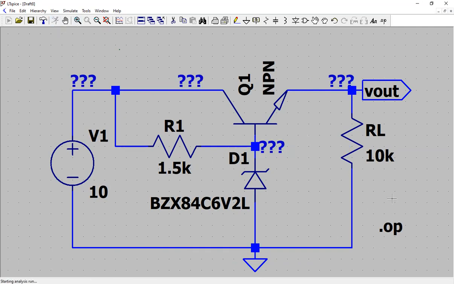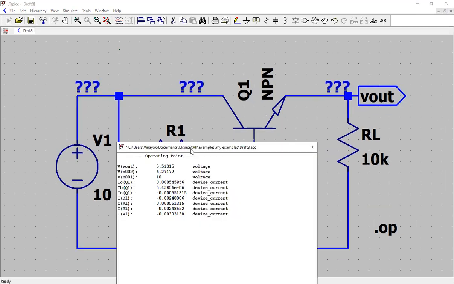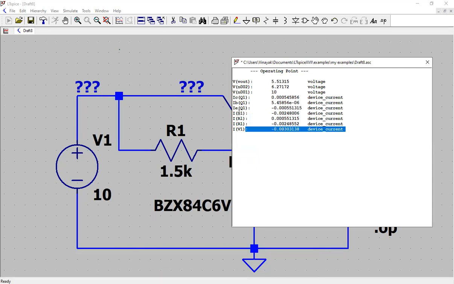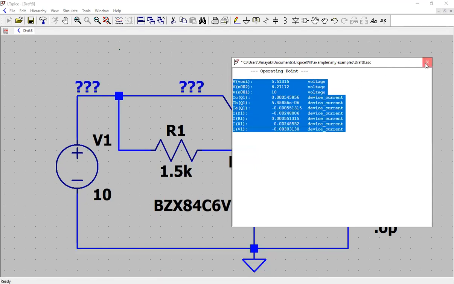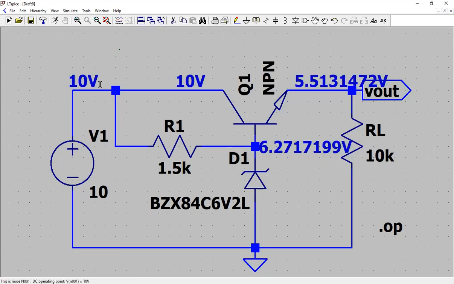I just simulated this again, and this white note comes with all voltages and the currents, so you can have the analysis. Okay, once you close that, these voltages will be printed again. Is there any voltage at a node that you want to print? So you see now the voltage at the base right here and the voltage at the emitter right here.